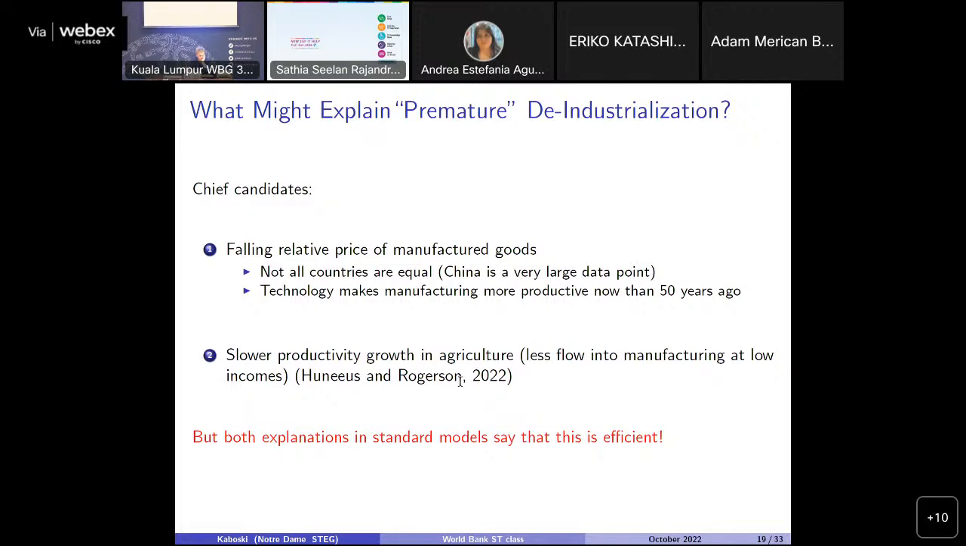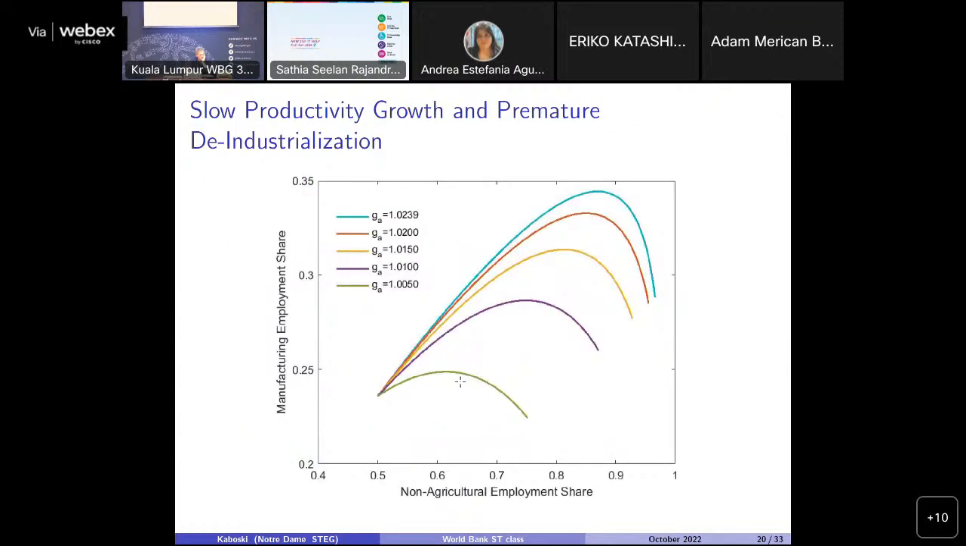Okay, that's the implicit argument in Huneeus and Rogerson's recent paper. I think this is in Restud, just recently published. Here's a figure explaining this. They use the non-agricultural employment share as their measure of development, but you could put income per capita here. And here's the growth in agriculture at very different rates in their model, in the simulations. It's showing that the faster the productivity growth in agriculture is, the higher the peak and the later the peak before people drop out, compared to if it's very slow growth in agriculture.